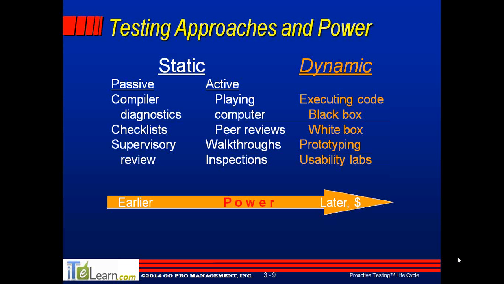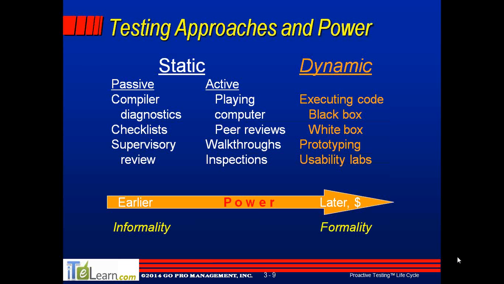Static testing falls into two categories, passive and active. Passive static testing is the least powerful, but the easiest and the cheapest type of testing, and the type of testing that typically can be done earliest. Active static testing is more powerful, sometimes as powerful as dynamic testing, but can be done earlier and cheaper. And so when we organize our testing, we want to use multiple CAT scans, multiple approaches.